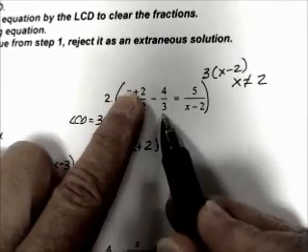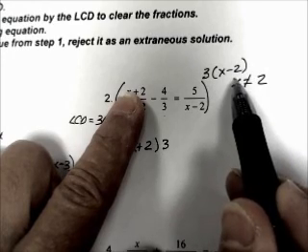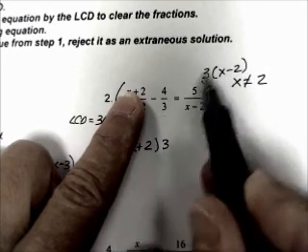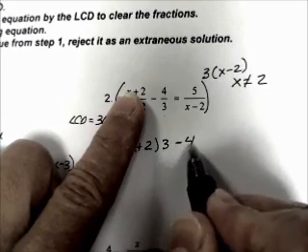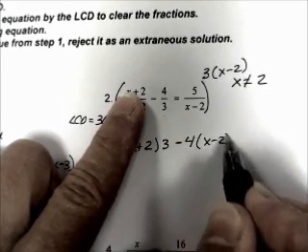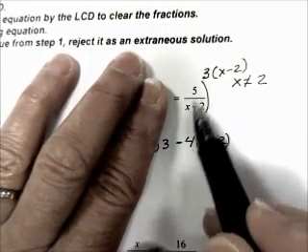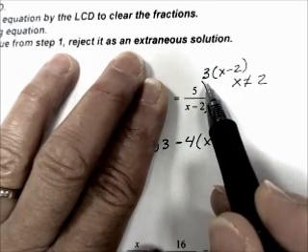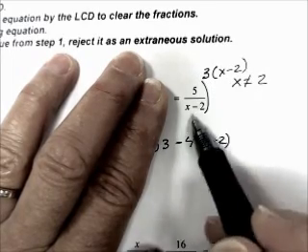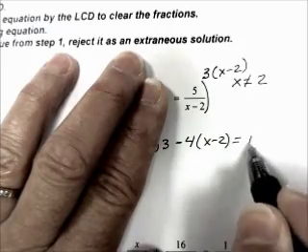Next, I'm looking at my second fraction, and if we were to multiply it by 3 times x minus 2, the 3's will divide out, and we're left with 4 times x minus 2. So minus 4 times x minus 2. And now, if I'm left with just my third fraction, 5 over x minus 2 times 3 times x minus 2, the x minus 2's divide out. So we're left with 5 times 3, which is 15.